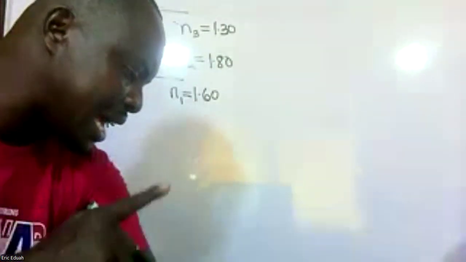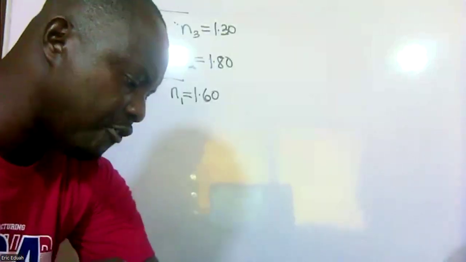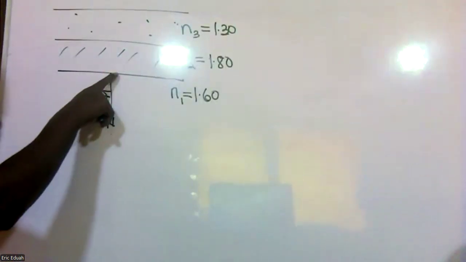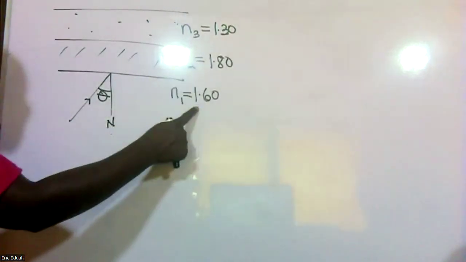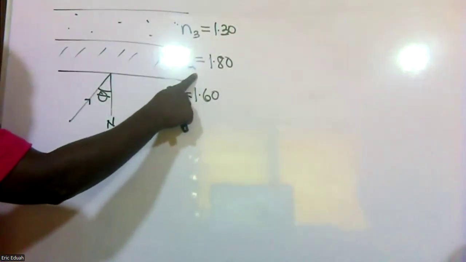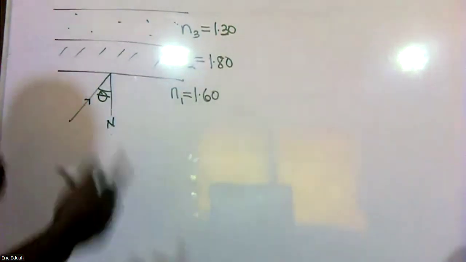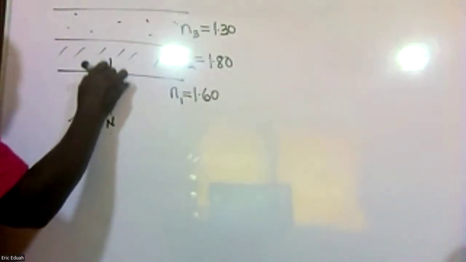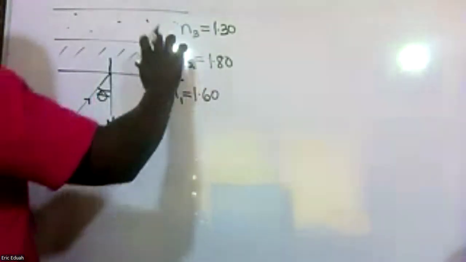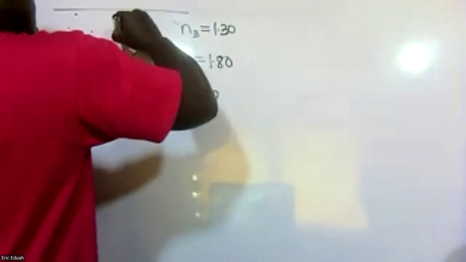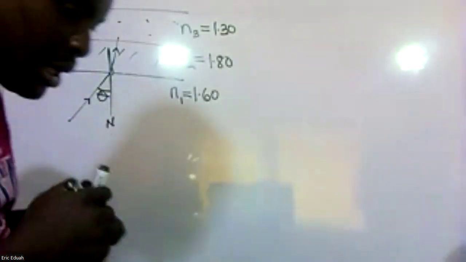It said in the figure, light refracts from material 1 into a thin layer of material 2. Now it is refracted because material 2 is denser, with a higher refractive index of 1.8 compared to material 1. So it will bend. How will it bend? Towards the normal, because it's from a less dense medium to a more dense medium. So it will refract towards the normal like this.